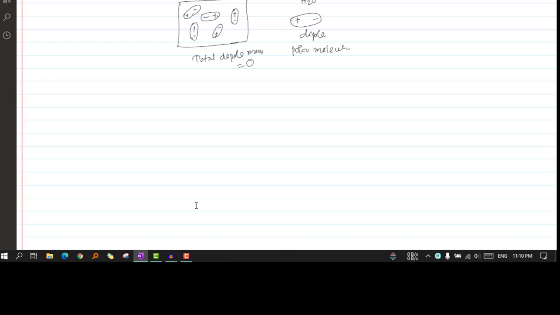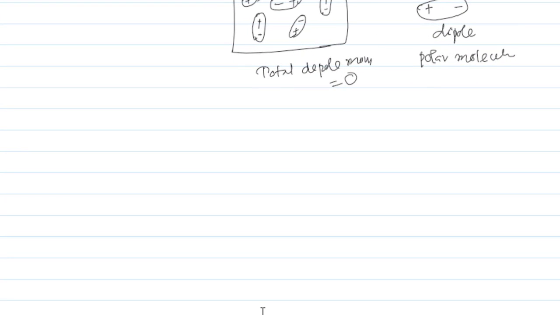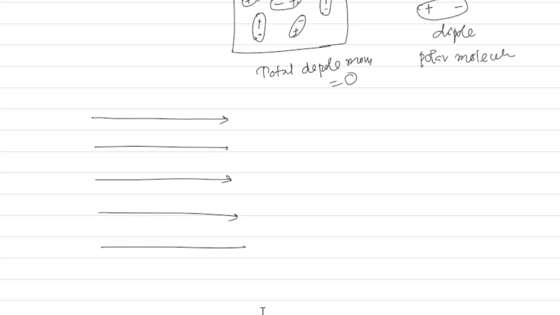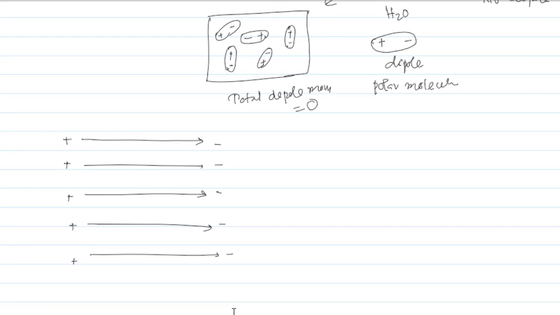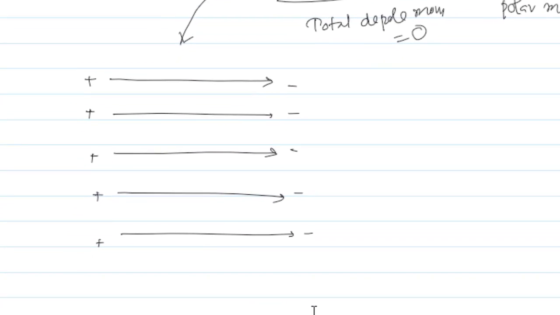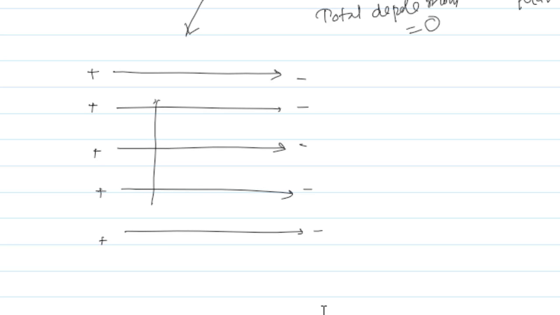So let's say there is an electric field. Let me draw it like this. Maybe it is a uniform electric field. So here there are positive charges, and this is negative charges, right? Because we know the electric field is directed from positive to negative. Now, what will happen when I insert this material inside this electric field?